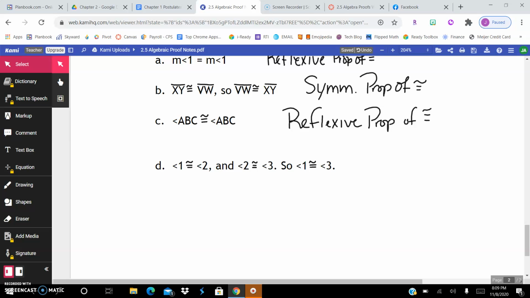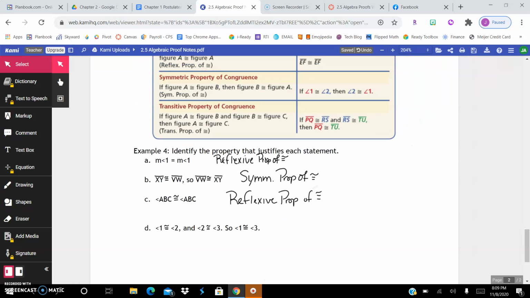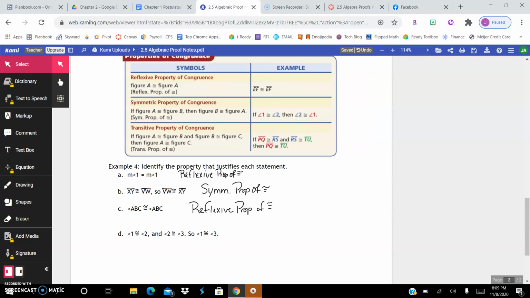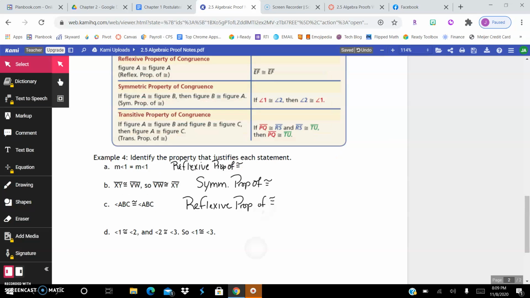And our last one, the angle 1 is congruent to angle 2, and angle 2 is congruent to angle 3. So then angle 1 is congruent to angle 3. So looking back at our chart there, that would be the last one, the transitive property of congruence.